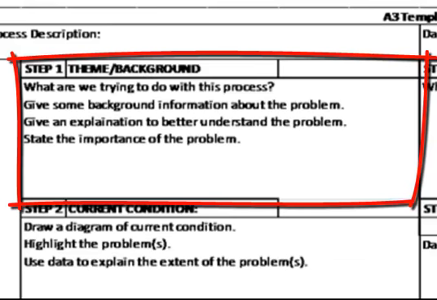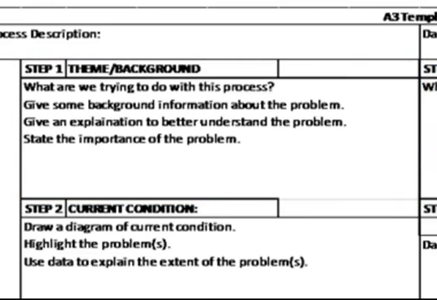Step 1 is really about the theme or background. And there are some questions within each of the steps to give you an idea of what information you would need to enter into that box. Now you've got to remember there's not a lot of room here. Some people expand these things out into huge wall-sized charts. They're called an A3 template for a reason.